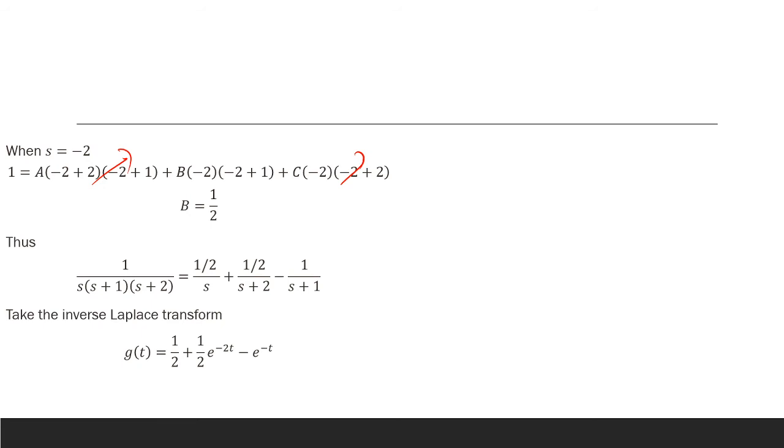Now, nakuha natin yung g of t, we can now substitute to our time displacement theorem. So, first pala, kailangan makuha natin is t minus 1 instead of t. So, to get g of t minus 1, maglagay lang tayo ng minus 1 sa mga t natin. So, we'll have g of t minus 1 is equal to 1 half plus 1 half e raised to negative 2 times t minus 1 minus e raised to negative t minus 1.